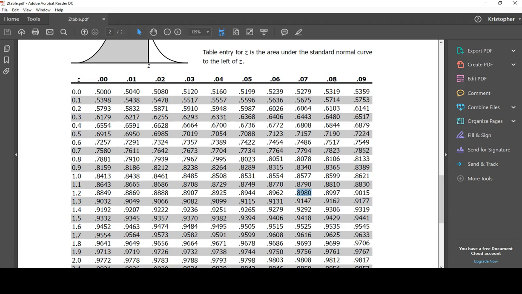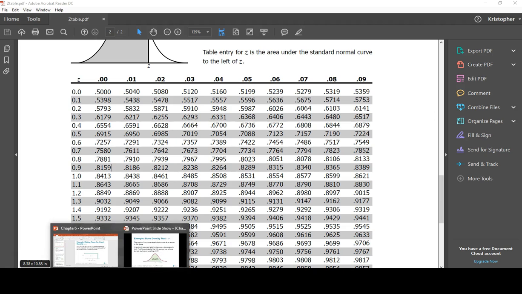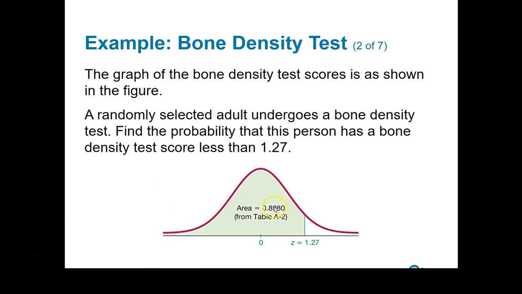0.8980. If I wanted to know my probability of getting below a 0.88, I'd go up here to 0.8. See 0.8 here, 0.80, 0.81, 0.82, 0.83, 0.84, 85, 86, 87, 88. So that would be an 81.06% chance, or 0.8106 probability of getting a 0.88 or lower score. That's where we get the 0.8980.